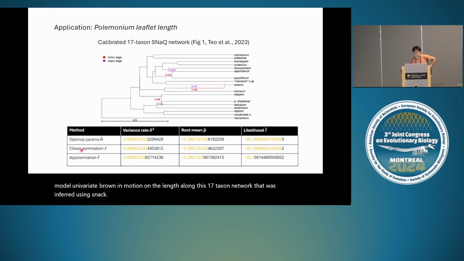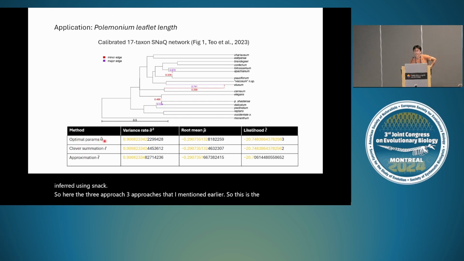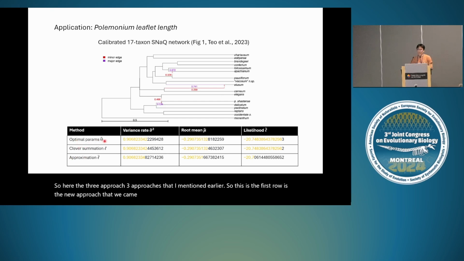So here are the three approaches that I mentioned earlier. The first row is the new approach that we came up with, how to get the optimal parameters for the Brownian motion model. The second would be that iterative process, but using clever summation. And the third would be using that auxiliary graph structure again, but having it be loopy, having cycles and smaller clusters. The orange digits just show you how much they match. And so you can see that the approximate approach produces good estimates.